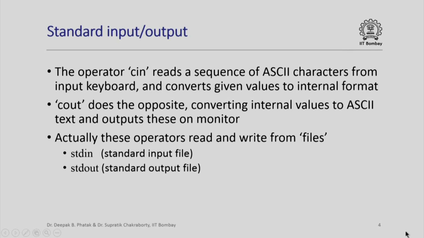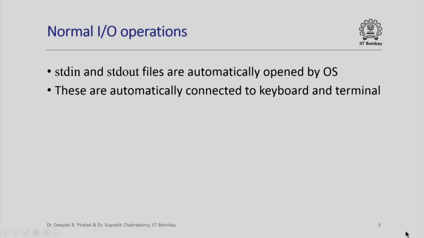These two standard files are called STDin and STDout to represent the standard input file and standard output file. The normal input output operations are conducted by the operating system using STDin and STDout. These files are automatically opened by the operating system. More importantly, these are automatically connected to keyboard and terminal by the operating system. Let us look at this action of the operating system diagrammatically.